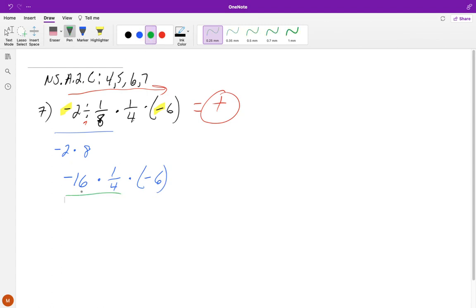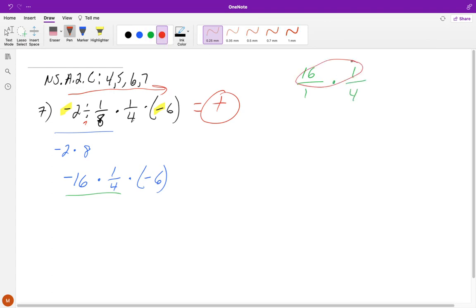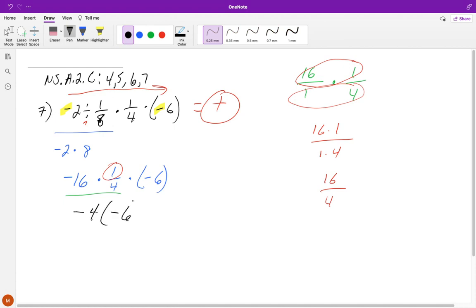And now it's being multiplied by 1/4 and by -6. So now I'm going to multiply these together. Anytime that we're multiplying by a fraction as 1 over something, it's the same as dividing by it, because this 16 is understood to be over 1. When we multiply across, like we did in the previous problems, we get 16 times 1 over 1 times 4, which is 16 over 4. So we are just dividing by 4 in that case whenever it has a 1 in the numerator. And 16 over 4 is going to give me 4, so it's -4 because it was -16. And then we're multiplying it by -6, which is then going to give me a positive 24 as my answer.